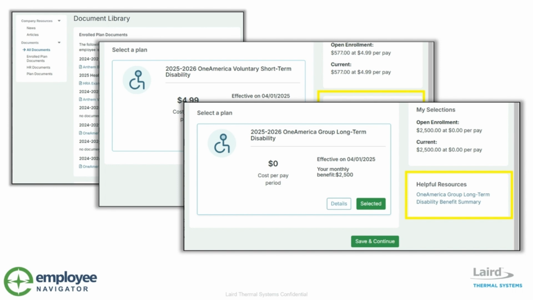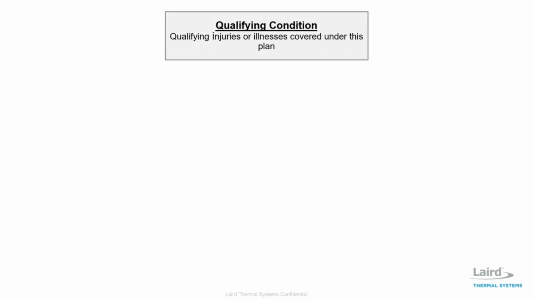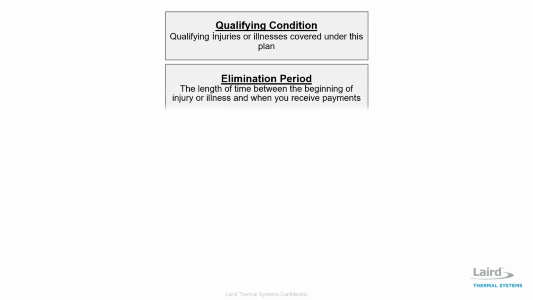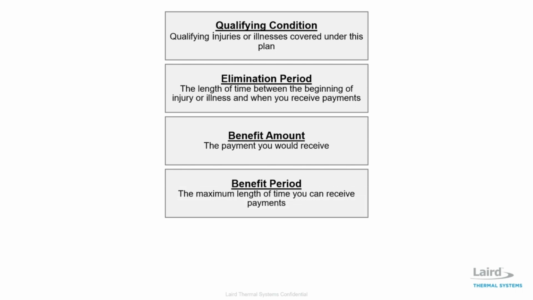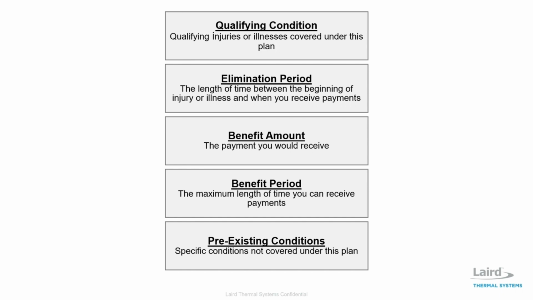Before we review the specifics of our plans, we'll cover some common terms used in disability programs. A qualifying condition is an injury or illness covered under this plan. The elimination period is the length of time between the beginning of injury or illness and when you receive payments. The benefit amount is the payment you would receive. And the benefit period is the maximum length of time you can receive payments. Finally, pre-existing conditions are specific conditions not covered under this plan.